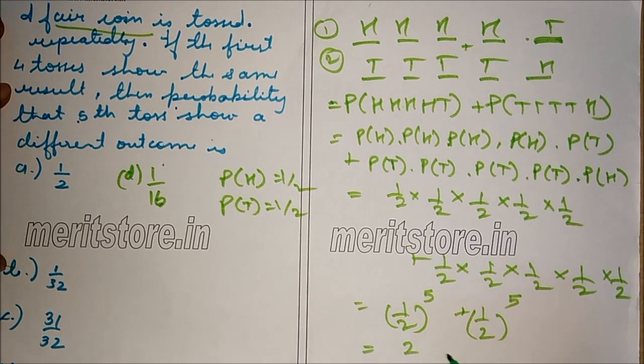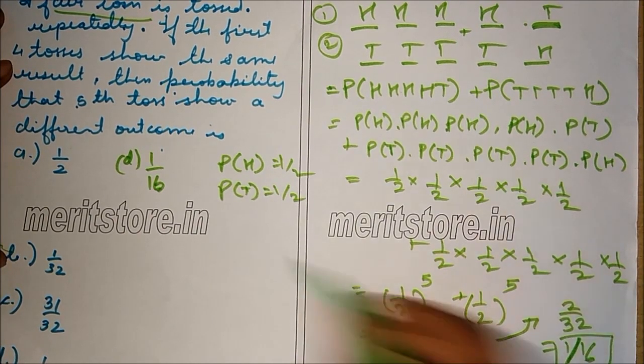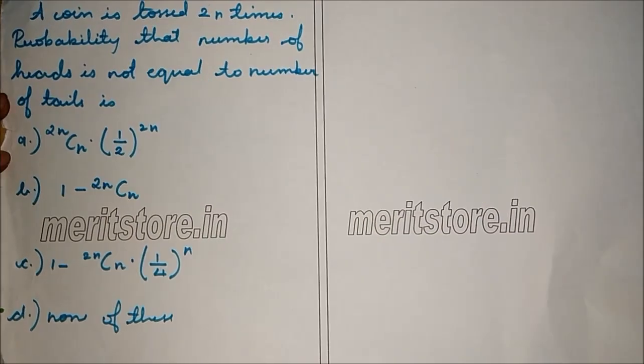That is equal to 2 into half raised to 5. Now half raised to 5 is 1 by 32. So this is 2 by 32, which is equal to 1 by 16. So the answer is D, 1 by 16.